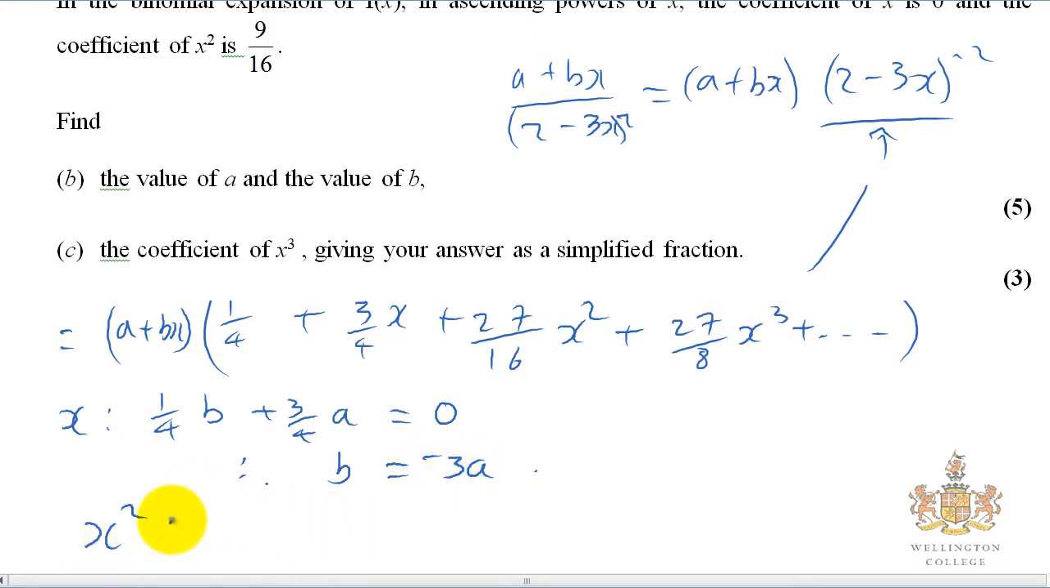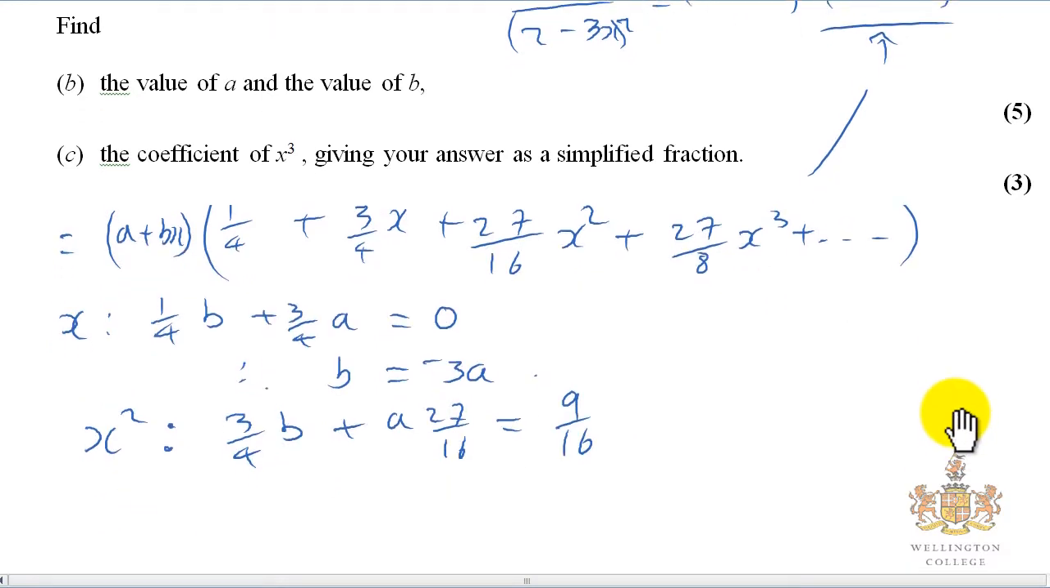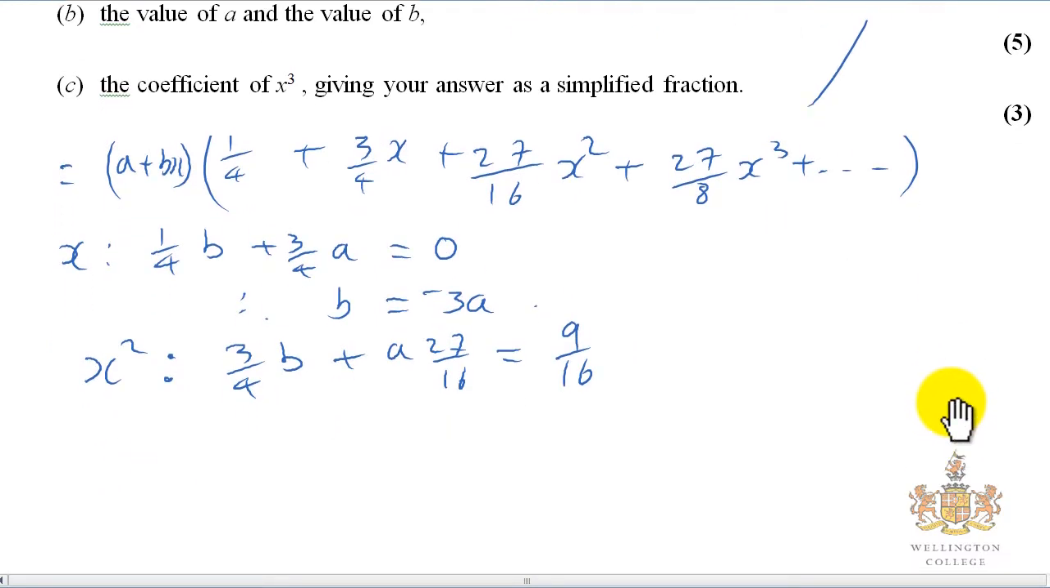Now for the x squared coefficients, let's look at those. We'll get bx times 3 quarters x, so we get 3 quarters b, lots of x squared. And we get a times 27 over 16, lots of x squared, from a times this term. And there's no other ways we can get x squared. And we're told that that equals 9 over 16. So we can simplify this by times throughout by 16, so we'll get 12b plus 27a equals 9.